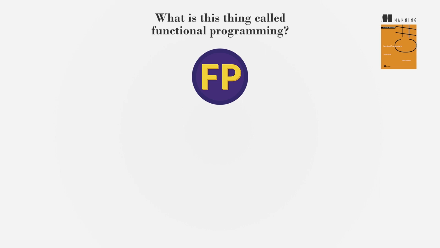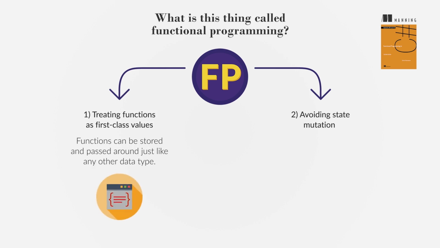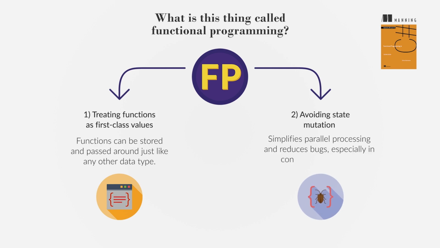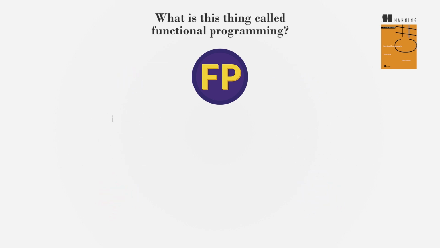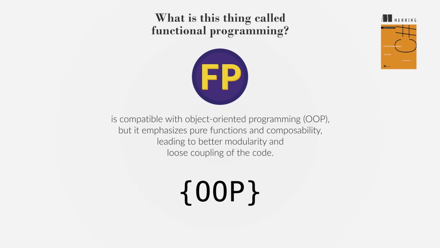FP emphasizes two tenets: 1. Treating functions as first-class values, and 2. Avoiding state mutation. Treating functions as first-class values means that functions can be stored and passed around just like any other data type, leading to more powerful and succinct code. By avoiding state mutation, FP simplifies parallel processing and reduces bugs, especially in concurrent scenarios. FP is compatible with object-oriented programming, OOP, but it emphasizes pure functions and composability, leading to better modularity and loose coupling of the code.